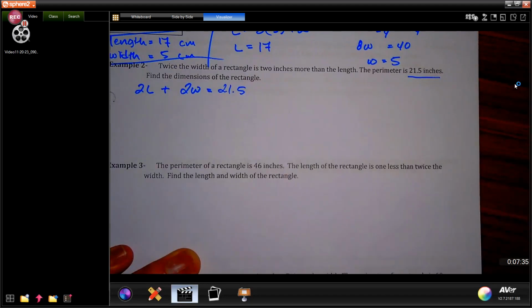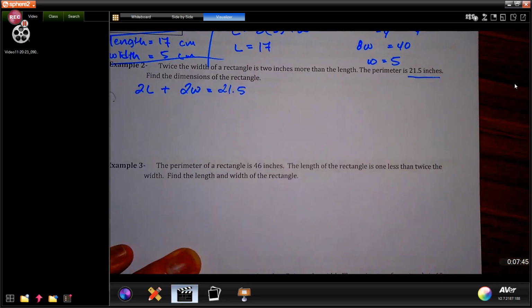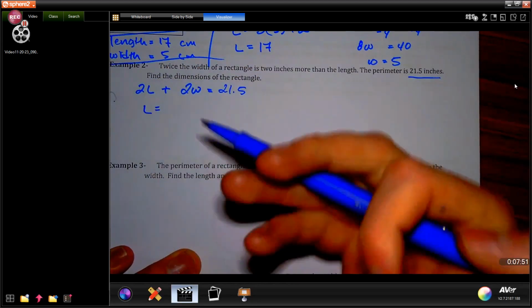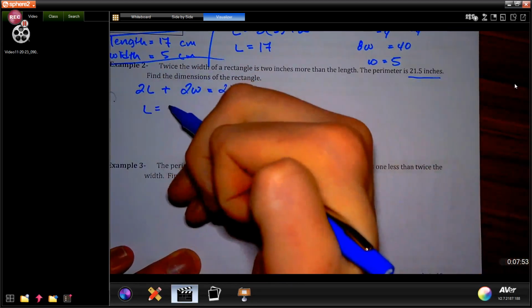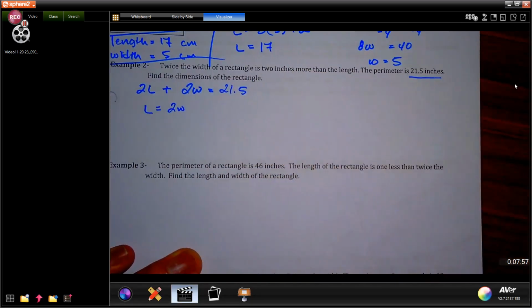Our second, and remember, we're always going to need two equations to solve these. We can't just be moving L and W around until we get 21.5, it won't work. Twice the width of a rectangle is 2 inches more than the length. Okay, so once again, we're going to have L equal to something. It says twice the width, so let's put 2W.